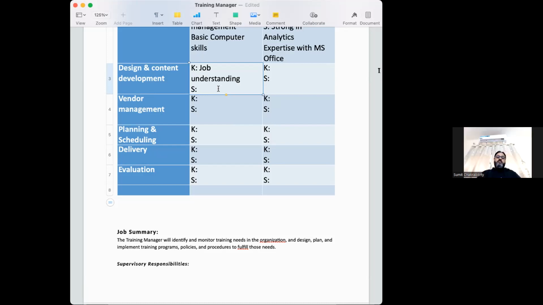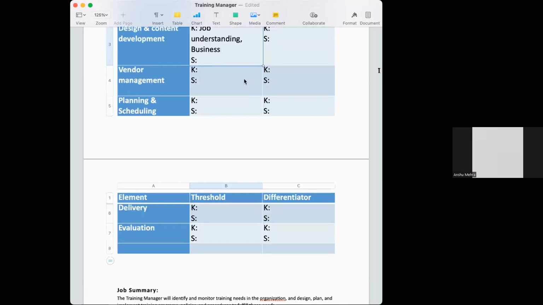Then the training calendar comes under planning and scheduling. Can we say business acumen again? Job understanding, comma, business acumen, so that we can take the right content to develop the team, right? Business acumen, the skill. Knowledge of product and process. Just basic computer. In threshold, he is actually a computer or data entry operator, an assisted kind of role.